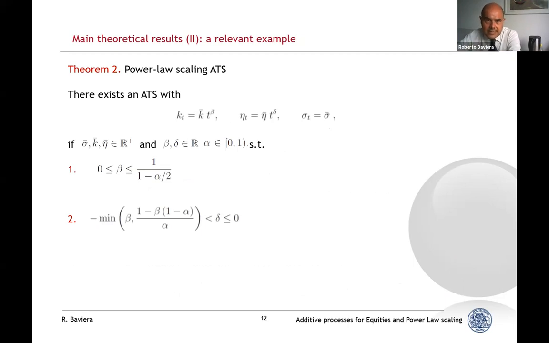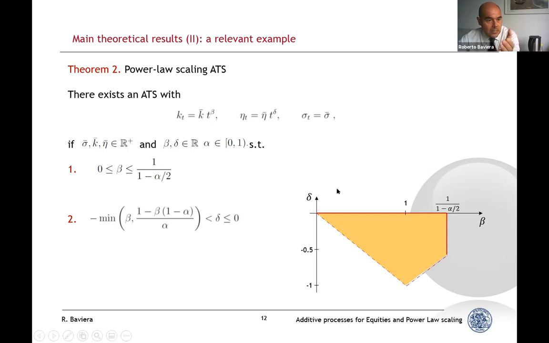The last main theoretical result is to provide an example of this additive process. And the example is quite simple. We look at the three functions kt, eta t, and sigma. Sigma is constant, and kt and eta t are just power law in time, where t is nothing else than time to maturity. The parameters sigma bar, k bar, and eta bar are positive, whilst in principle the scaling parameters beta and delta are real. Alpha is the standard parameter of the normal tempered stable. And we see that if these two conditions hold, we have an additive normal tempered stable process. What do they mean?